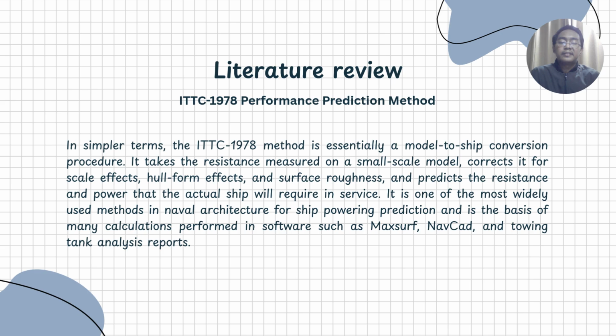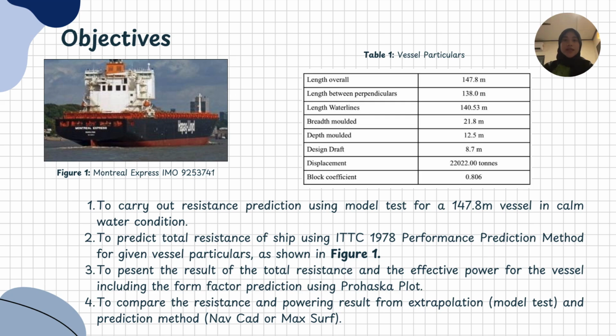In simpler terms, the ITTC 1978 method is essentially a model-to-ship conversion procedure. It takes the resistance measured on a small-scale model, corrects it for scale effects, hull form effects, and surface roughness, and predicts the resistance and power that the actual ship will require in service. It is one of the most widely used methods in naval architecture for ship powering prediction and is the basis of many calculations performed in software such as Maxsurf, NAVCAD, and towing tank analysis reports.